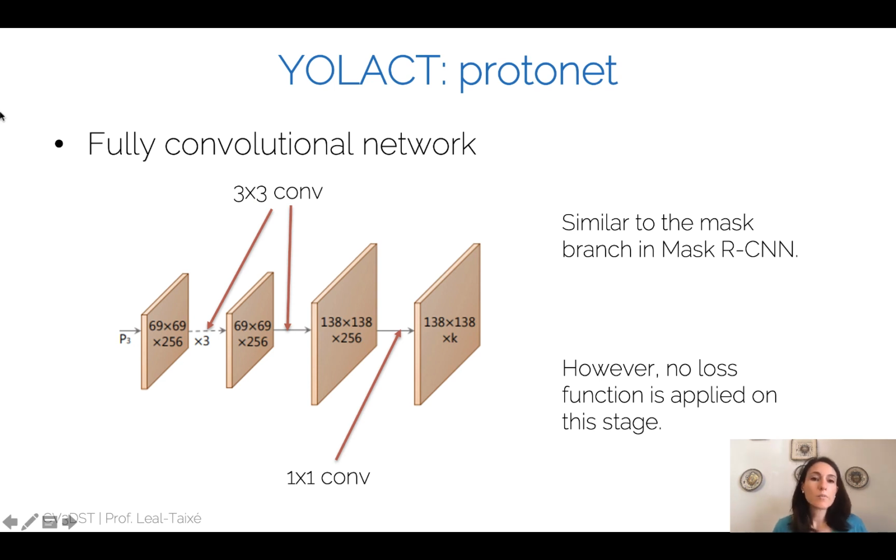The architecture of Protonet is a fully convolutional network, which consists of a series of 3x3 convolutions, and then a final 1x1 convolution that simply converts the number of channels into the K predictions that we need. In each of these channels at the end, on this feature map of 138 by 138 by K, we will have K possible mask prototypes. So this is very similar to the mask branch in mask RCNN, but there is no loss function applied at this stage. So this is a very crucial difference.